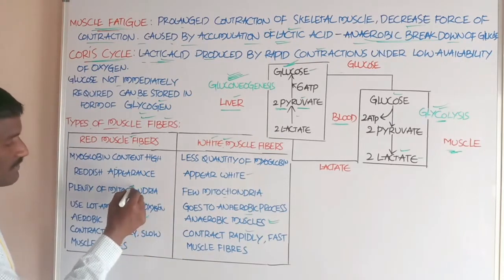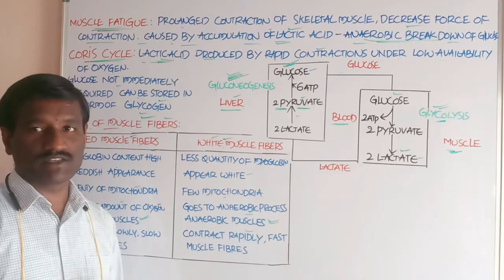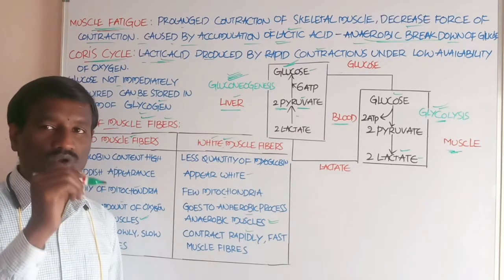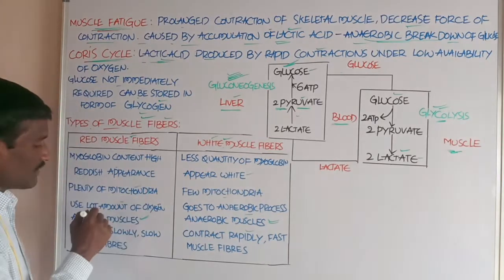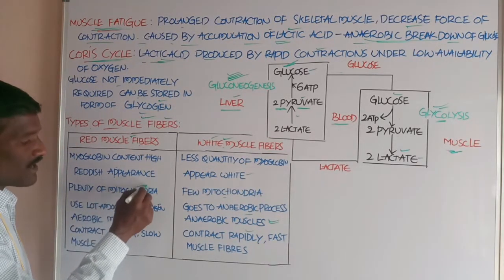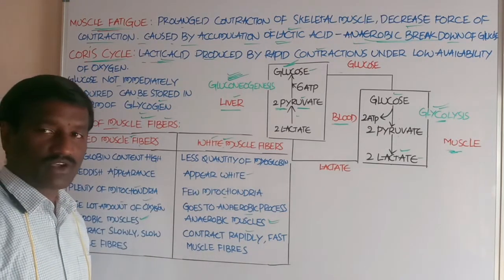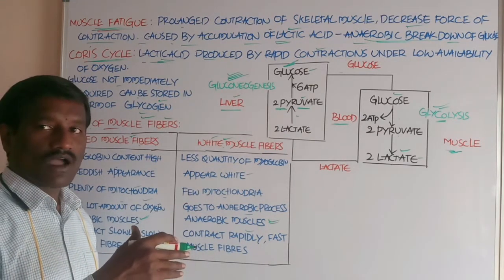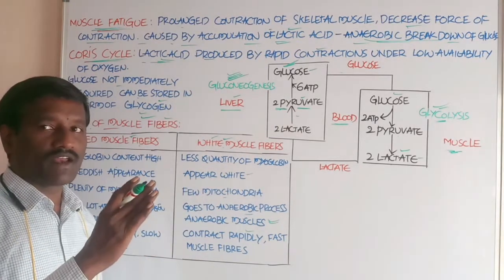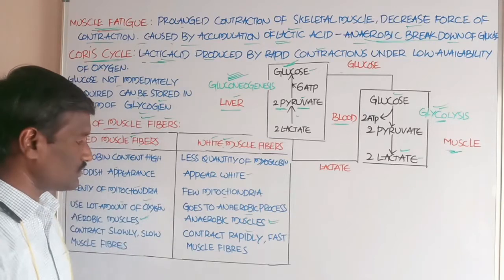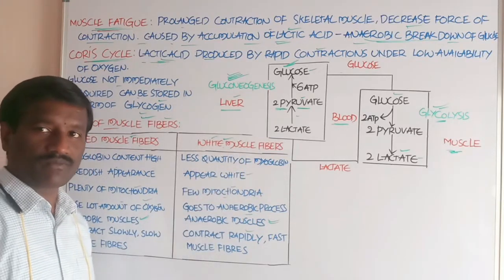Next, there are plenty of mitochondria in the red muscle fiber. More mitochondria are present in the red muscle fiber, and these mitochondria use a large amount of oxygen when it goes through aerobic respiration. At the same time, energy is also produced. And few mitochondria are present in the white muscle fiber.